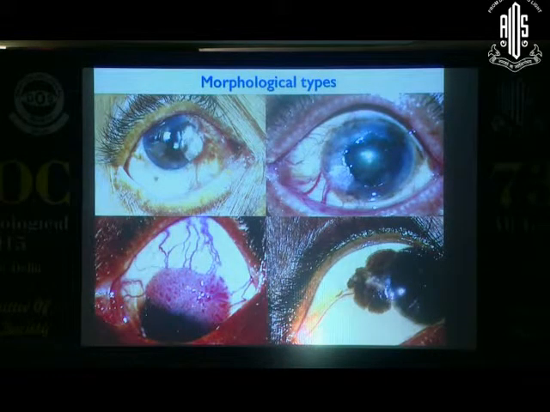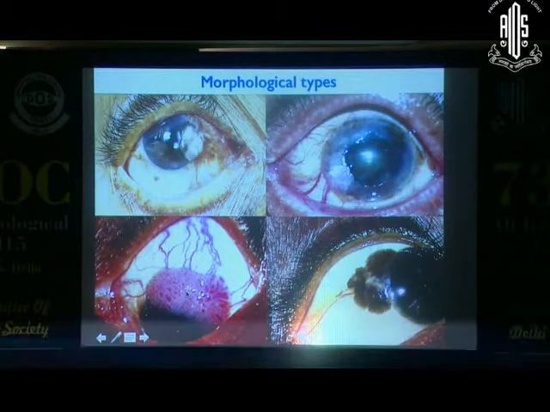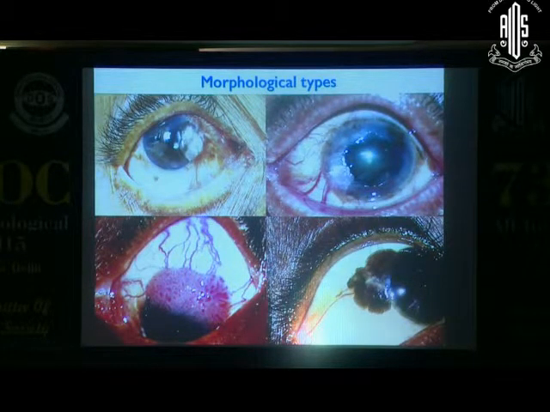There are different morphological types, and they are classified as the elevated nodular type and the placoid type. The placoid type, as you can see, can be gelatinous or it can be papilliform. There is yet another entity which I've not put the picture of. It's the diffuse infiltrating squamous cell carcinoma.